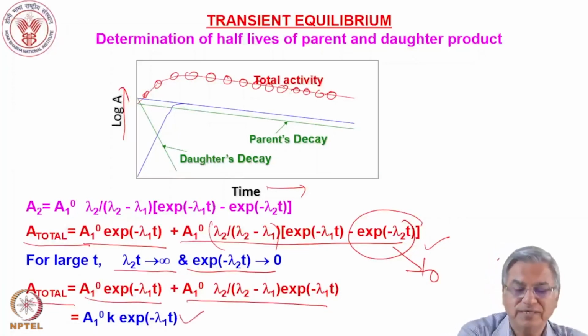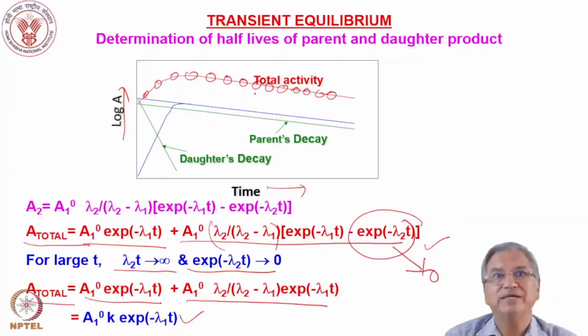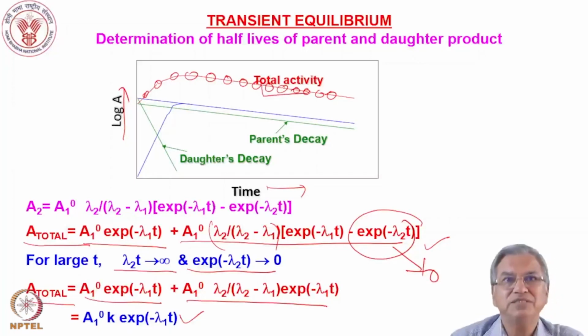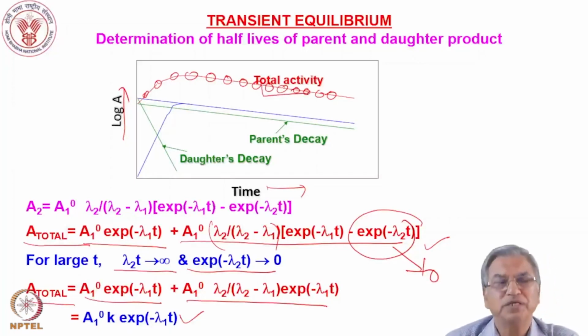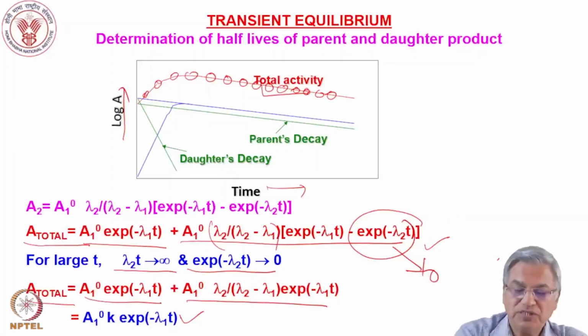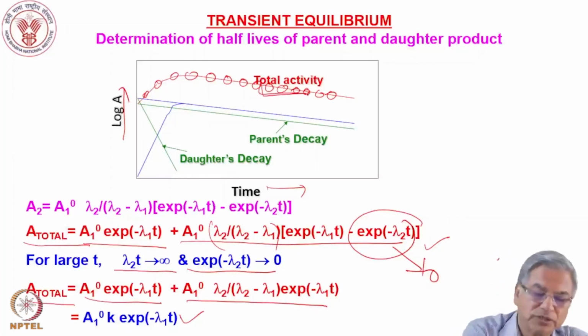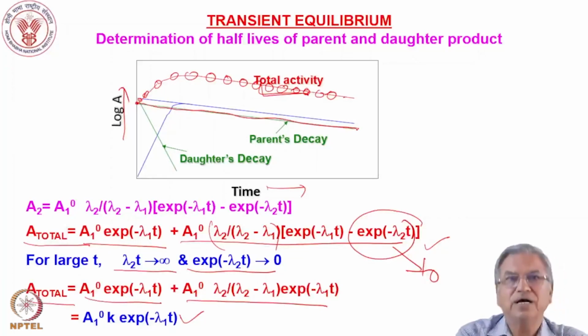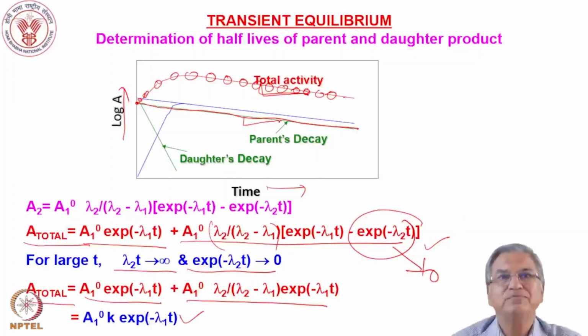So you can see here the parent activity at a later time in logarithmic scale is a straight line. That means it is exponentially decaying, and it should be the decay constant of parent. So this is the data which represents the half-life of parent. You can extrapolate this to 0 time and draw a line parallel to this line. This is the decay of the parent in the total activity. And so from here we can find out the half-life of parent.